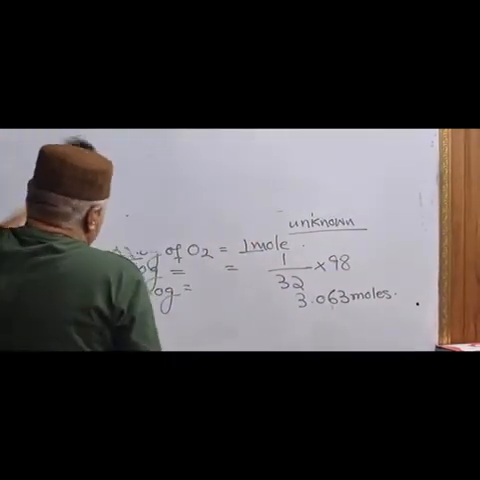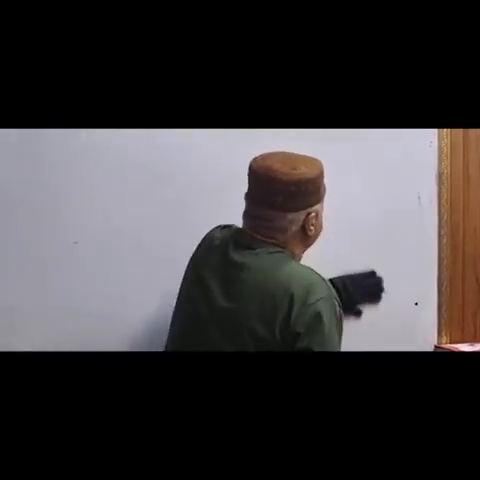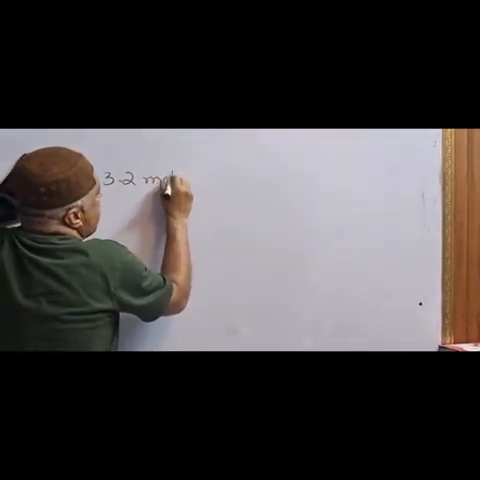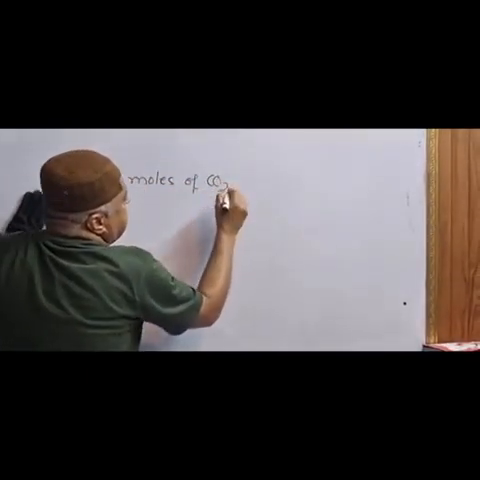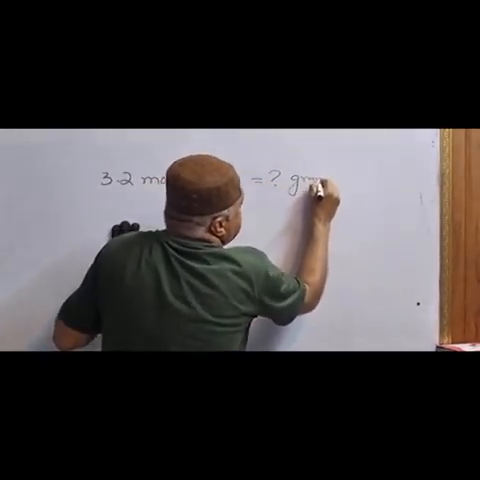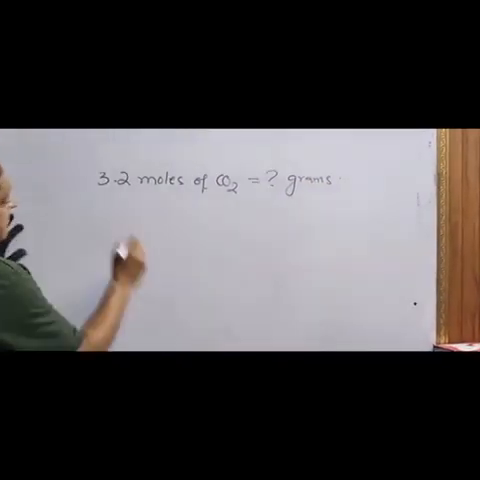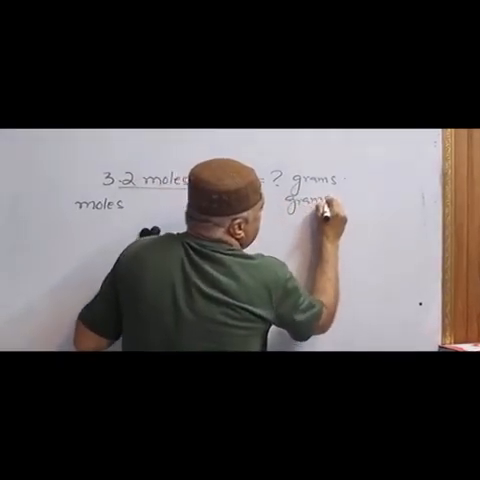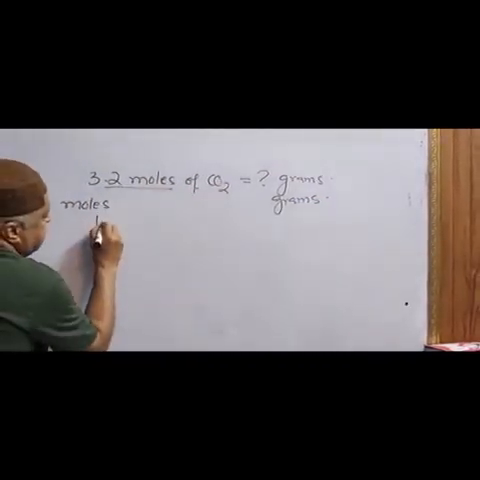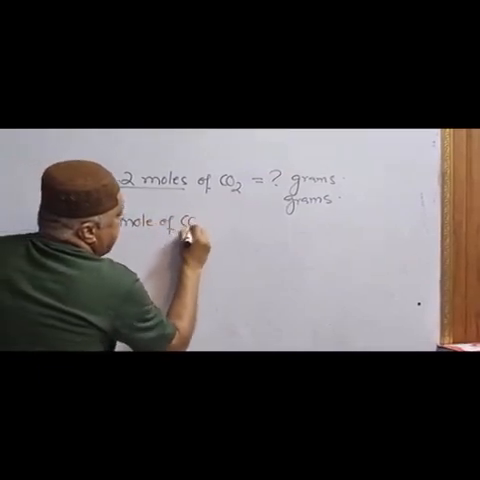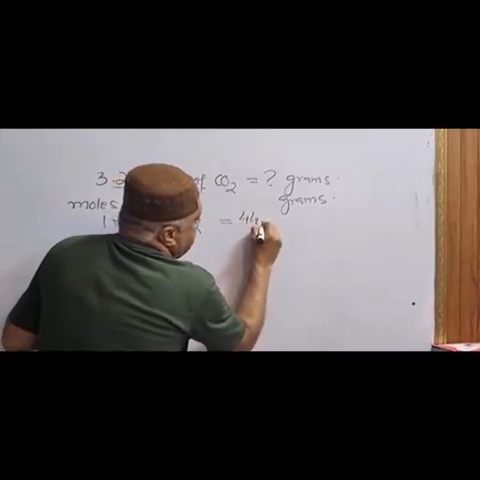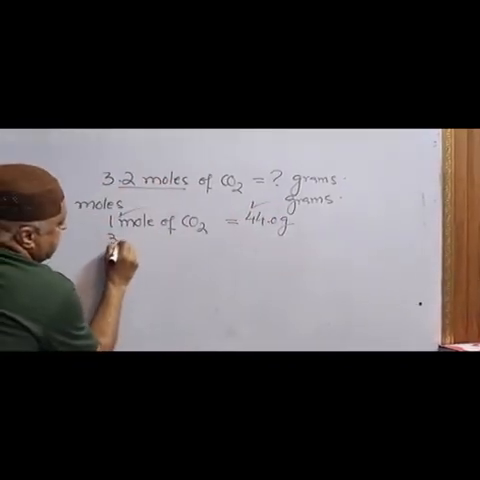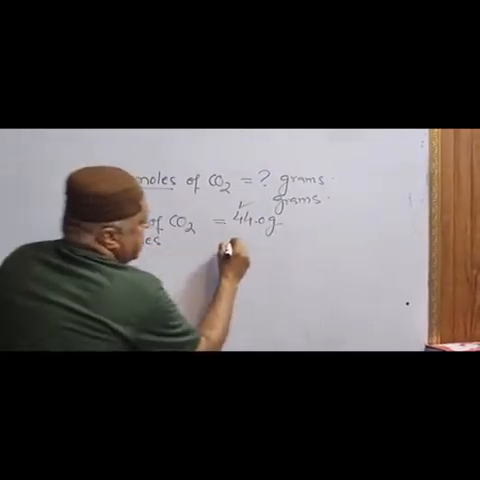Now suppose we have a question given in this way: 3.22 moles of carbon dioxide will be equal to how many grams? Now in the known statement, moles will be on this side and grams on this side. So the known statement is 1 mole of carbon dioxide is equal to 44 gram. We have the answer for 1. Then we have to find out 3.22 moles, which will be multiplied.